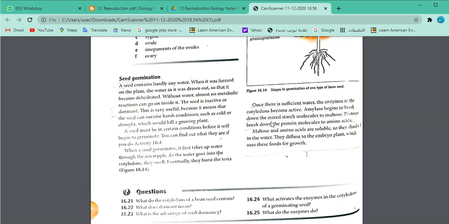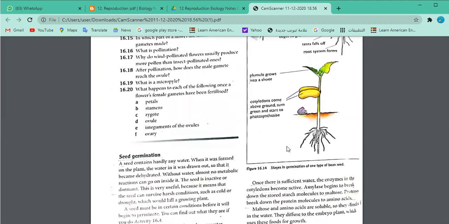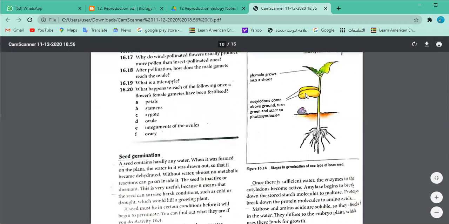Amylase begins to break down the stored starch into maltose, which is required as energy initially. Maltose and amino acids are soluble, so they will dissolve in water and diffuse to the embryo plant, which uses this as food, okay? So initially, even if there is no sunlight, it can still grow, because it's using the stored energy. But after a while, when the shoot is growing and becoming green, and the cotyledon is also turning green, then it also needs, of course, sunlight and more water, okay?